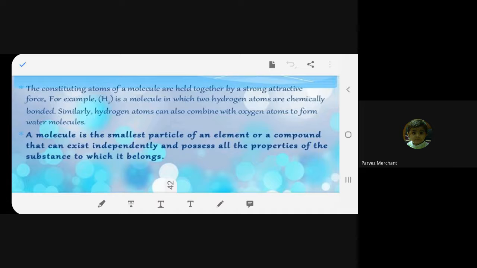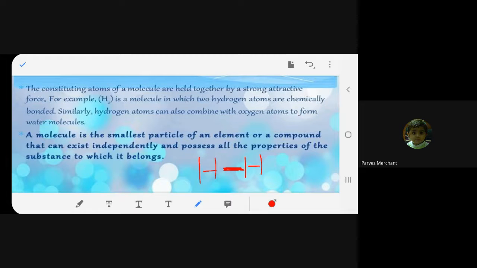Fine. Now let's take the example of hydrogen. This is one, this is the other. Agree, beta? Yes, ma'am. And how they are joined by a bond. This is called a bond. And the bond name is hydrogen bond. Just hear me, you don't have to remember. What is the bond? Hydrogen bond. Very strong bond. So both of them are bonded together.